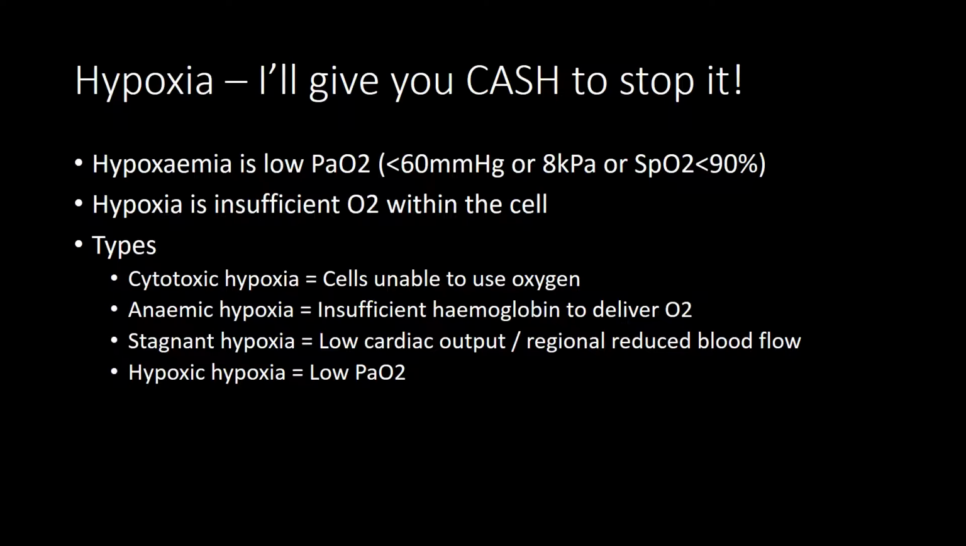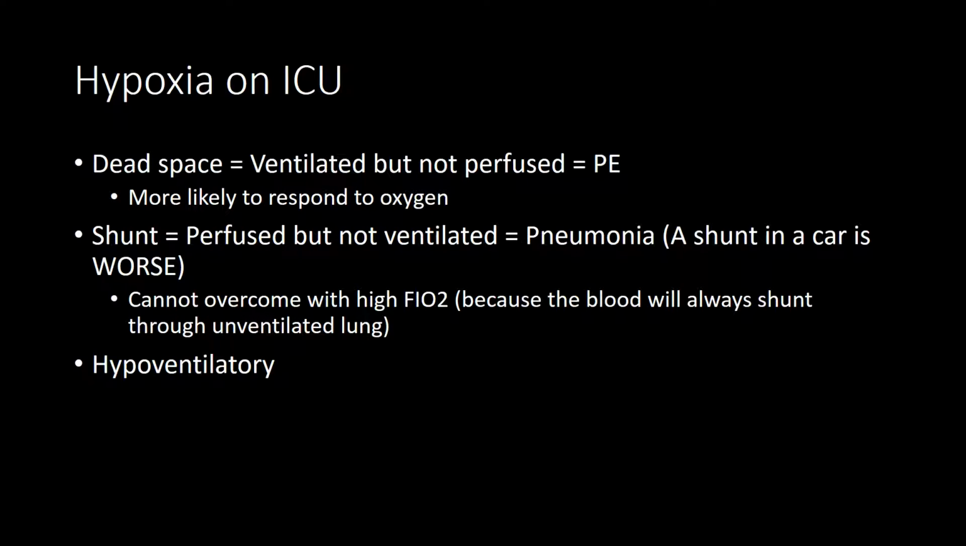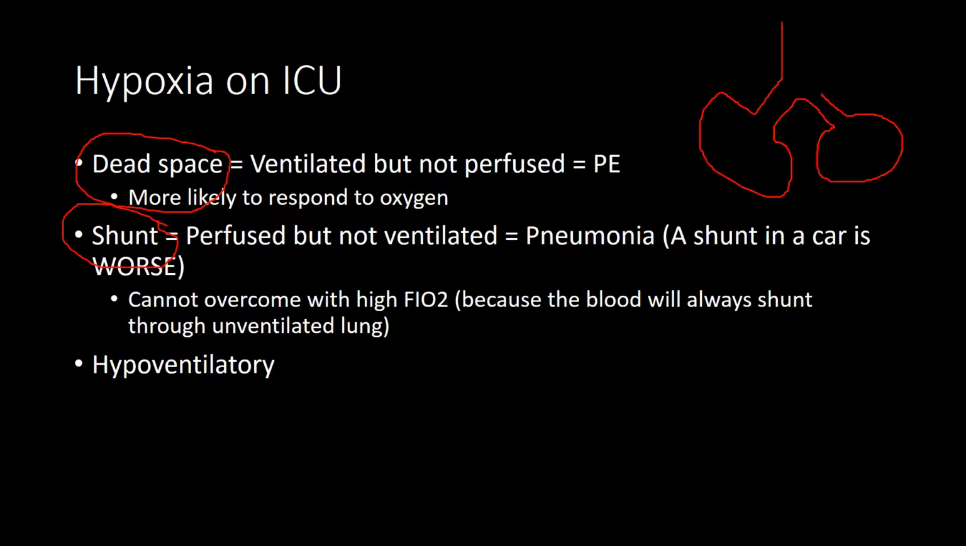So what's the cause of hypoxia on ITU? Well, generally it's caused by VQ mismatching. There's two broad categories of VQ mismatch. So there's dead space, and there's shunt. Dead space is caused by areas of the lung being ventilated but not perfused.